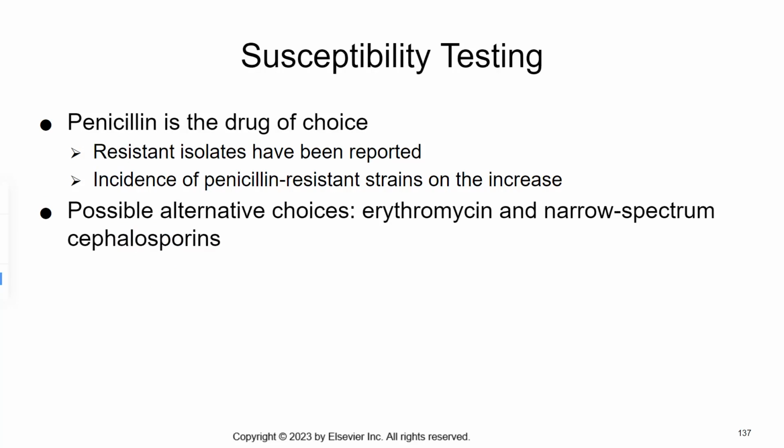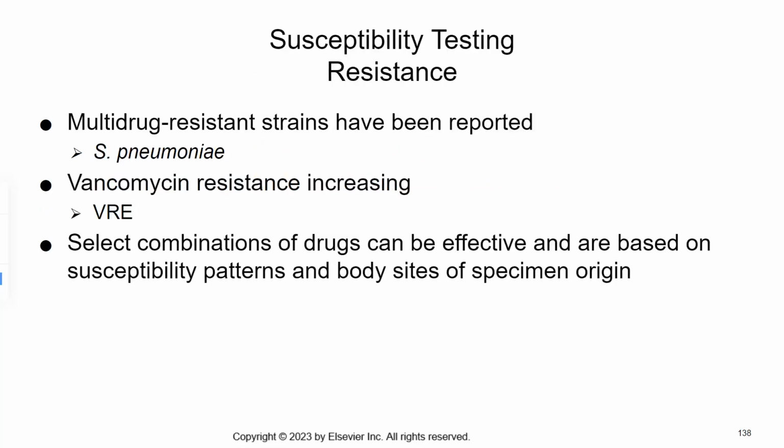Susceptibility testing, penicillin is the drug of choice. If penicillin isn't working, then susceptibility testing may be ordered. Possible alternate choices are erythromycin and narrow-spectrum cephalosporins. Multi-drug resistant strains of S. pneumo have been reported, and vancomycin resistance is increasing.